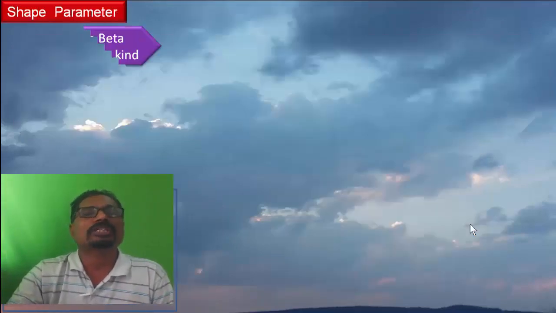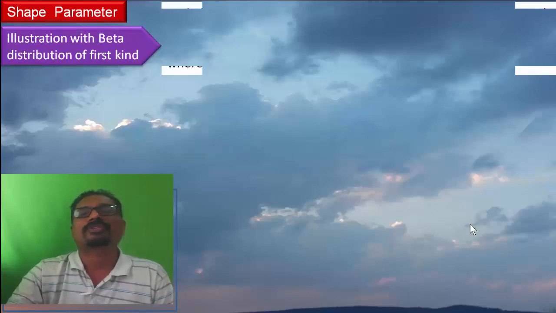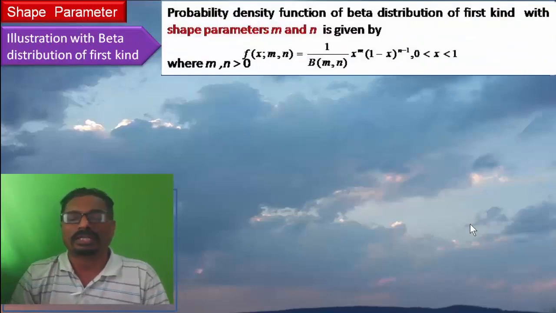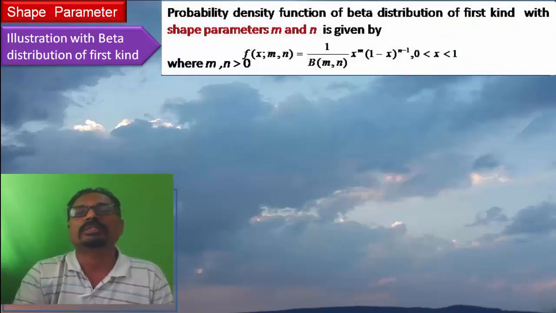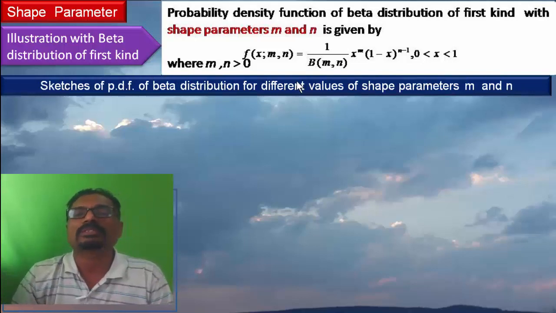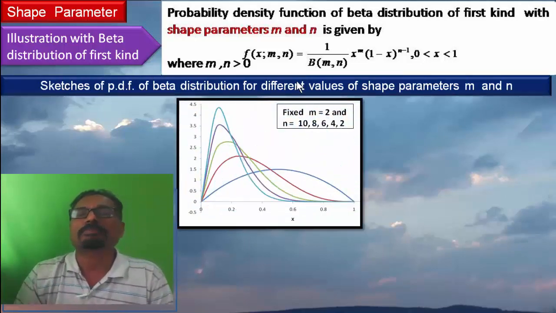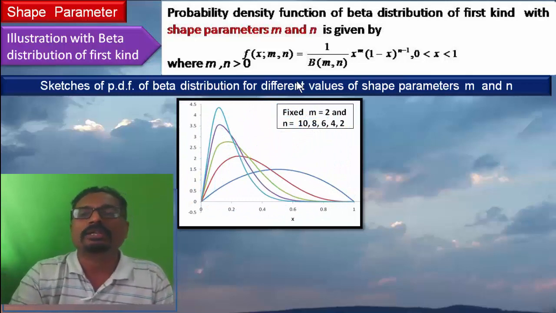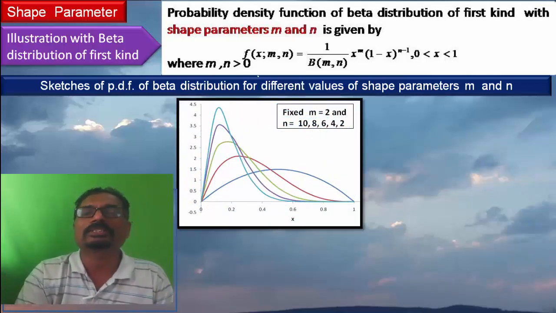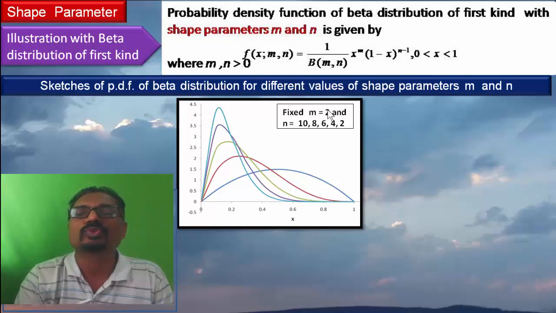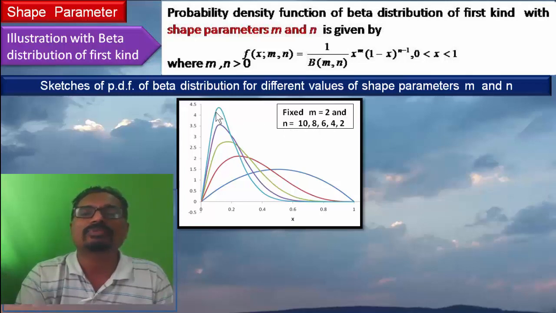Okay, we illustrate this using the beta distribution of the first kind. This is the PDF of the beta distribution of the first kind, and we know that the two parameters m and n are both shape parameters in this family. Now we can see the sketches for changing the shape parameters m and n. Here we draw these sketches by fixing m equal to 2 and changing n as 10, 8, 6, 4, 2. This curve is for n equal to 10, this is n equal to 8, and this is n equal to 6.